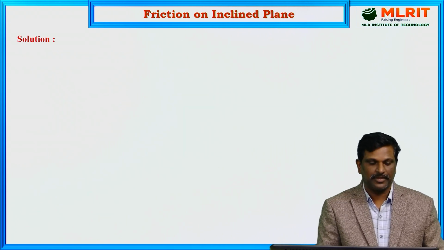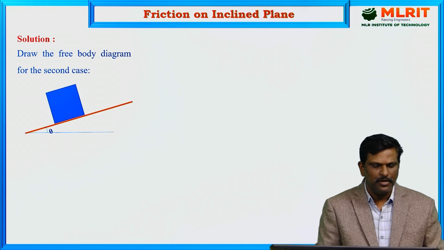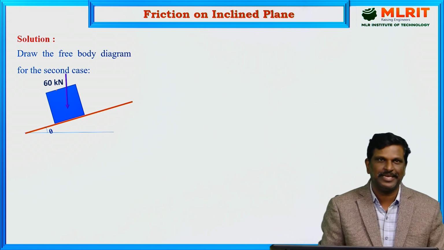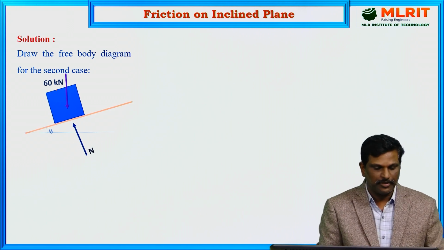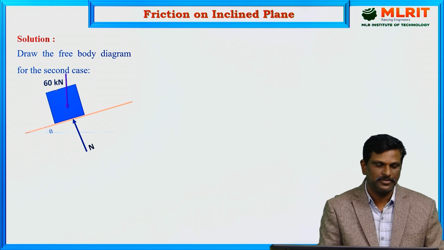Now consider the second case. Draw the free body diagram for the second case. Weight always acts vertically downwards. The weight is the same block. A normal reaction will always be perpendicular to the contact surface.